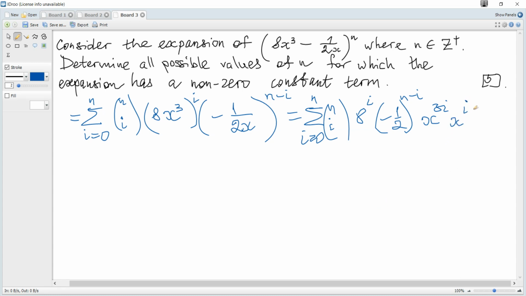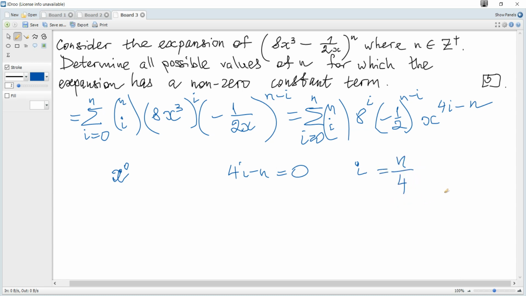And x to the power 3i multiplied by x to the power i minus n, it's x to the power of 4i minus n. And we need the constant term. The constant term is the term containing x to the power of 0, and we can get x to the power of 0 when 4i minus n is 0 and i is n over 4.